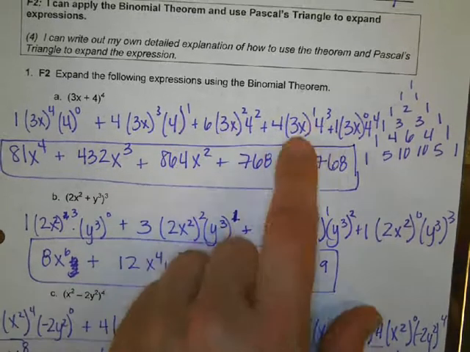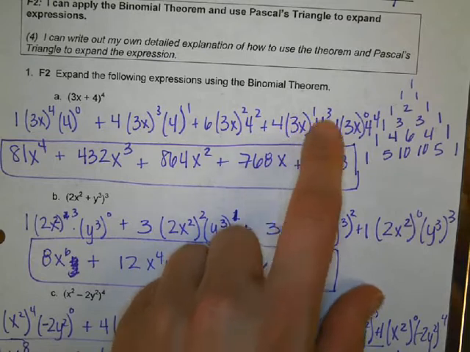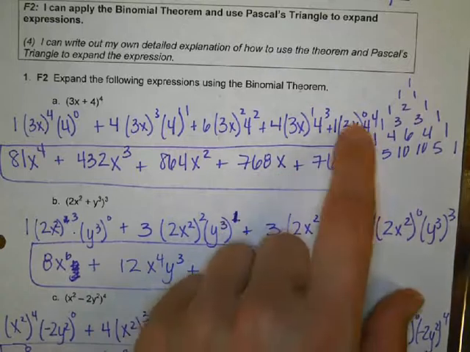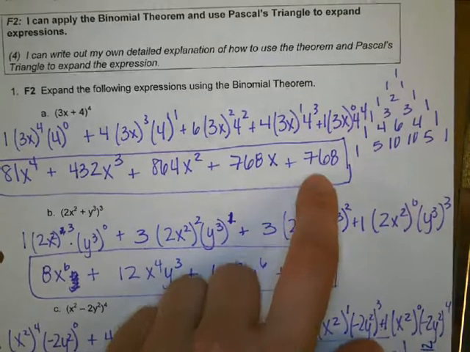Here, 3 to the first is 3. 3 times 4 is 12. And then we'd multiply 12 by 4 cubed, which I think is 64, to get that number. Then here, you just get 4 to the 4th, which ends up being 768.